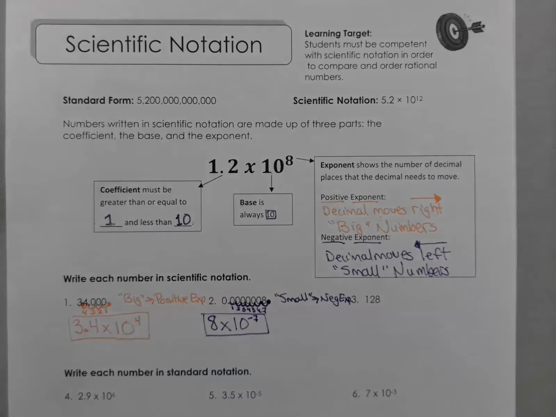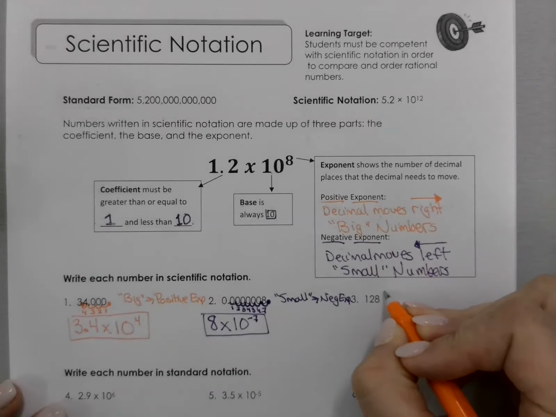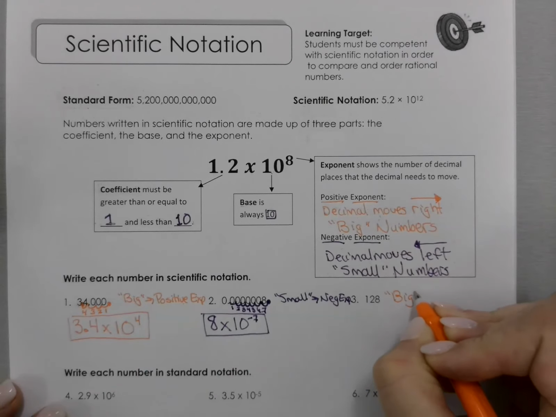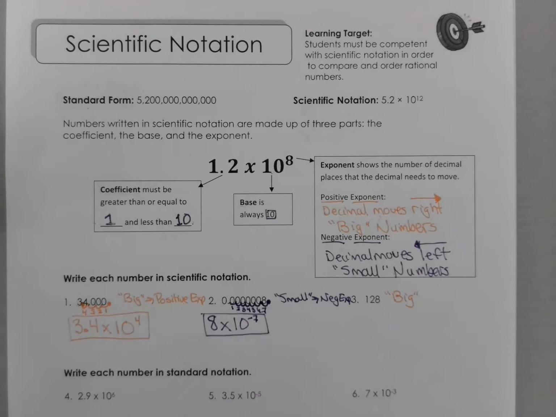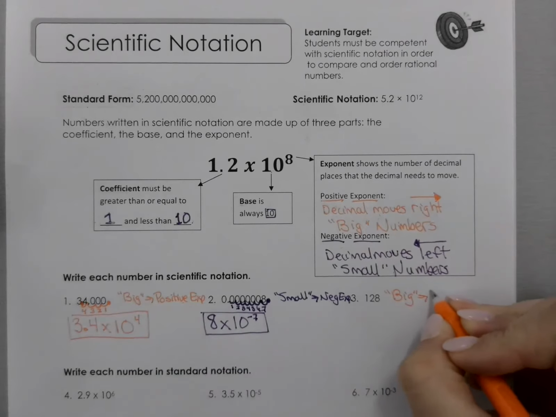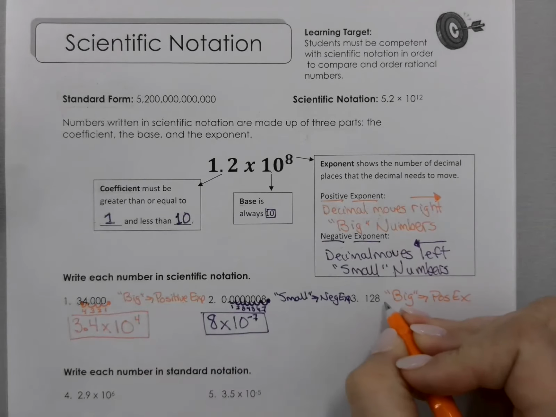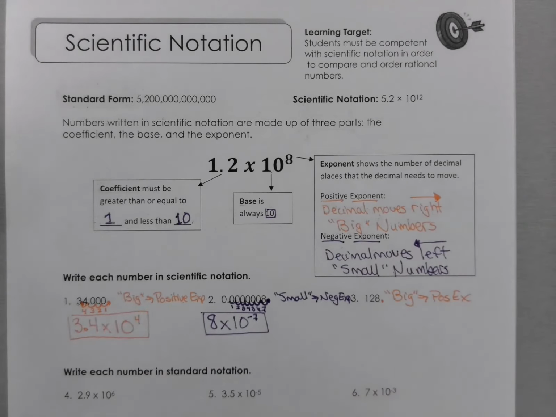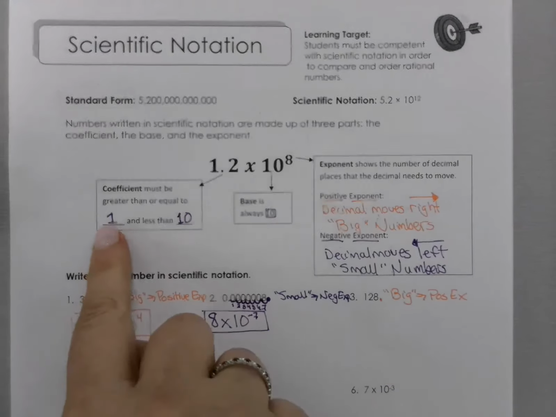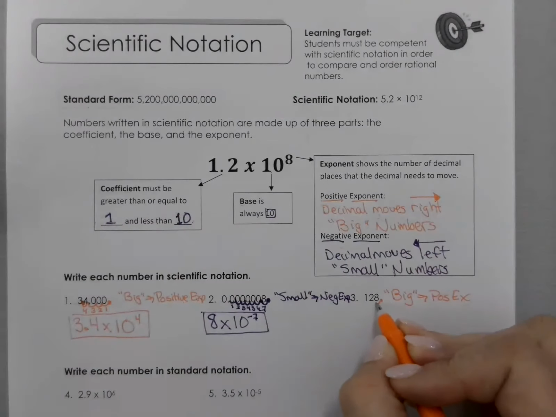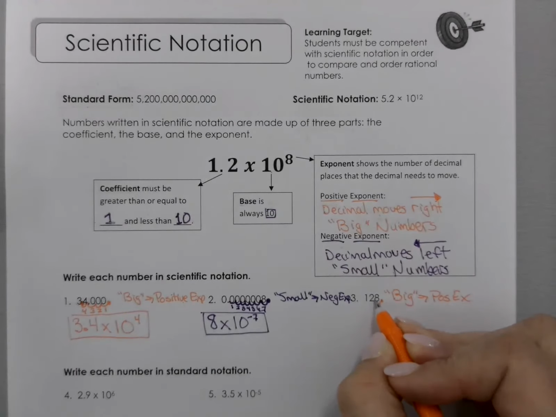My final number is 128. And again, this is not a huge number, and I have to admit to you, I would never write this in scientific notation, but we will call it a quote unquote, air quote, big number, and that tells me positive exponent. Where do exponents go with whole numbers? Remember, right here. And I'm looking to move that decimal so I get a number between 1 and 10. Not there. That number is 12.8.